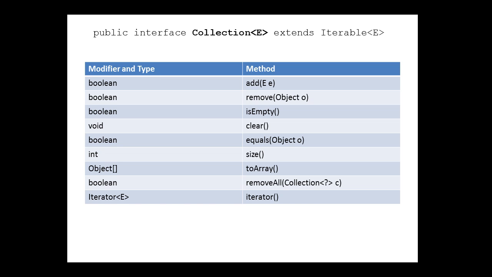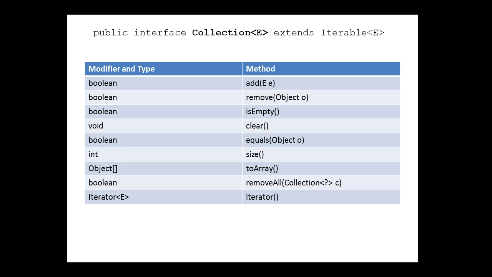Add, remove, isEmpty, clear, equals, size, toArray, removeAll, iterator. They're pretty self-explanatory, but I will explain two of the methods that I have put here that are not that obvious. The method toArray is going to go over all of the elements that you have in the collection and put them in an array of objects and return it.